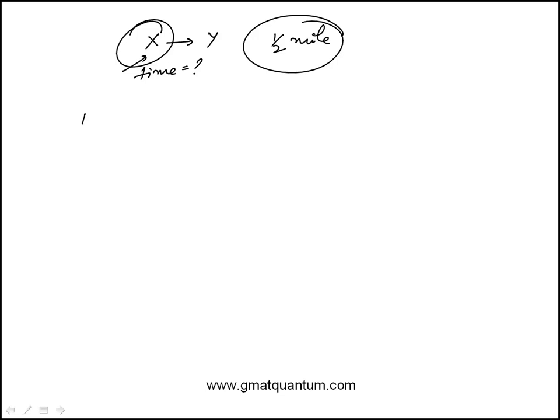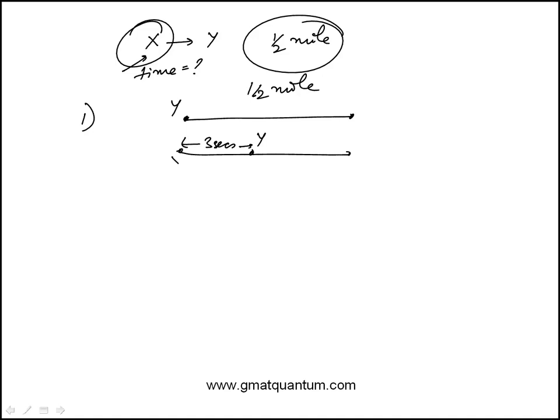So statement 1, I'm going to draw it out graphically, and what they tell us is that car X drove onto the bridge exactly 3 seconds after car Y drove onto the bridge. So this is the half-mile bridge. And if Y is here, then we're told that car X drove onto the bridge exactly 3 seconds after. So in 3 seconds, Y would be somewhere here. And at this point, X has just gotten onto the bridge.